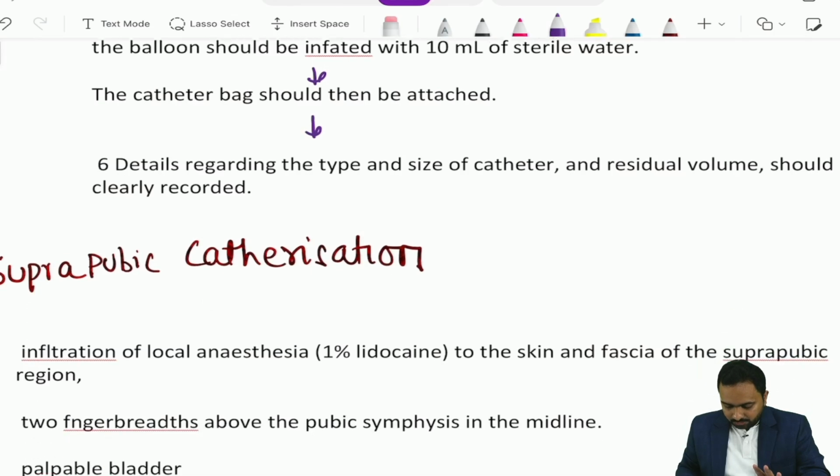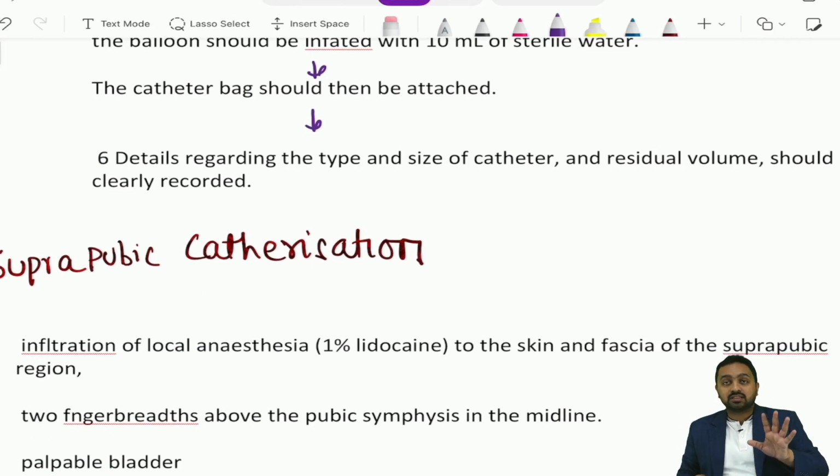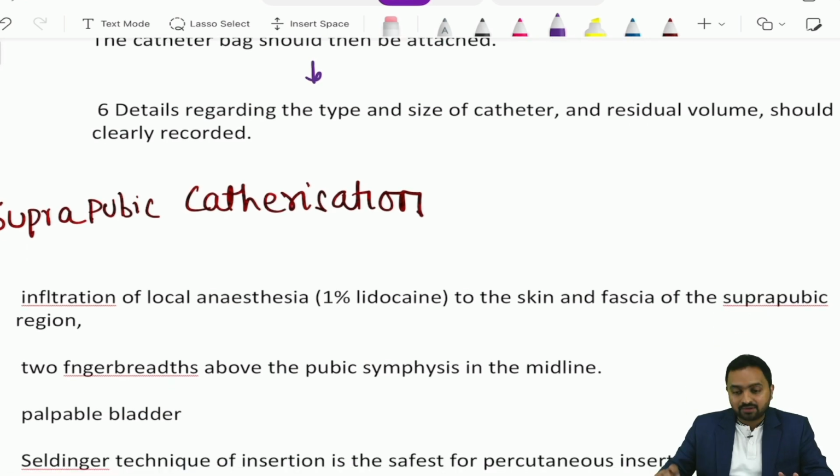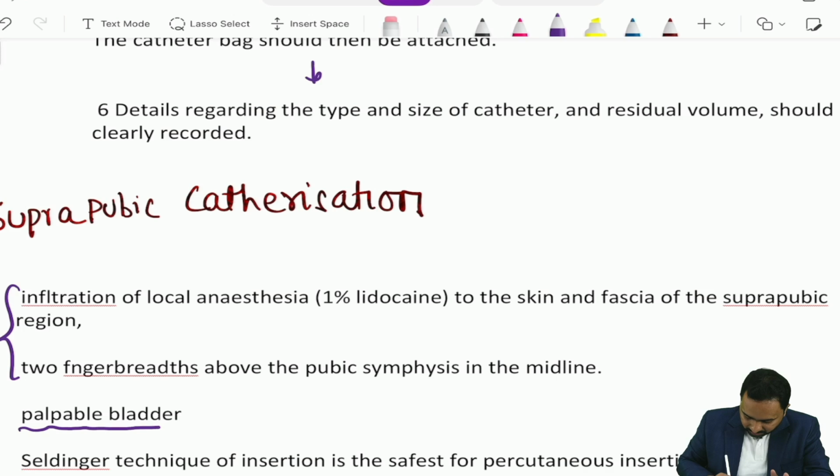Next we have suprapubic catheterization. It is done with the help of an open technique and a percutaneous Seldinger technique. The open technique is usually done when you have a palpable bladder. So you have an infiltration of local anesthesia to the skin and the fascia of the suprapubic region, two finger breadths above the pubic symphysis in the midline, and then you insert your catheter. This is usually done for a palpable bladder.